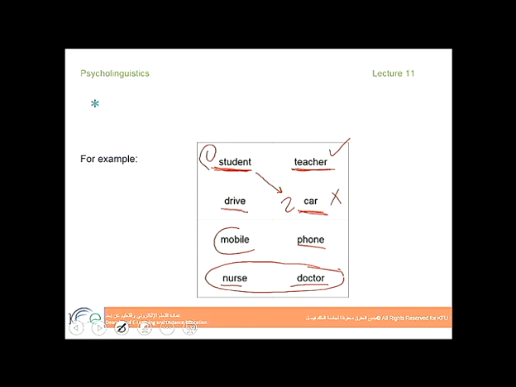Drive and doctor. If I first show the word drive and then I show the word doctor, they are not from the same semantic field. So again, there will be no priming effect. Priming only happens when there is a relationship between the two words.